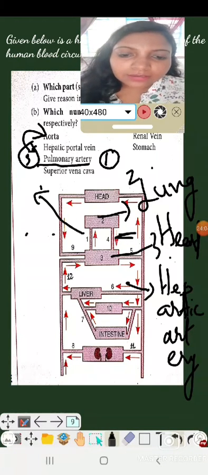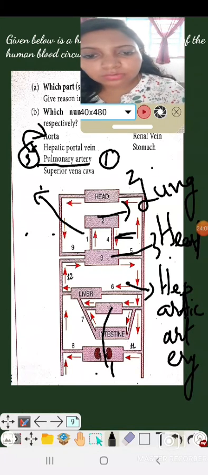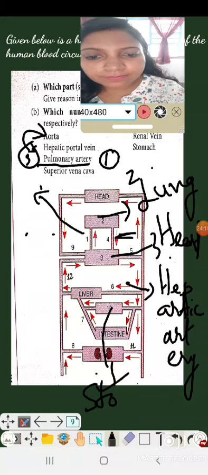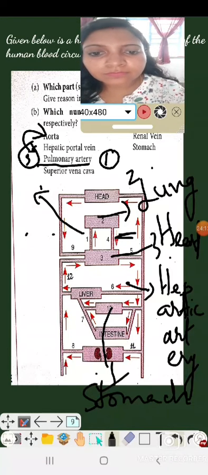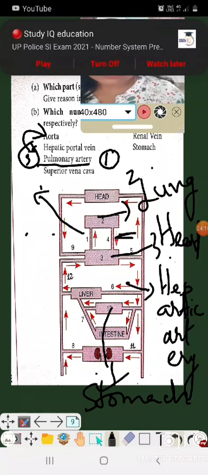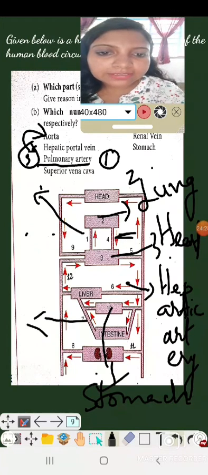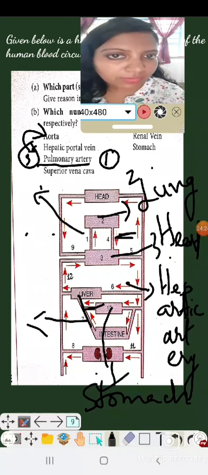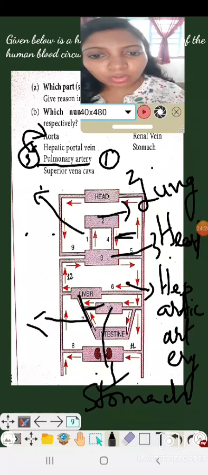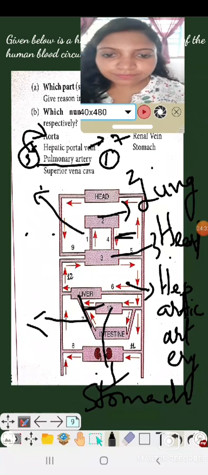Then number 10. Number 10 you can take as stomach, right? Label as stomach. Then number 7 is from the intestine and stomach, and it has to enter the liver. So finally, the hepatic portal vein. So we will write hepatic portal vein here for number 7.